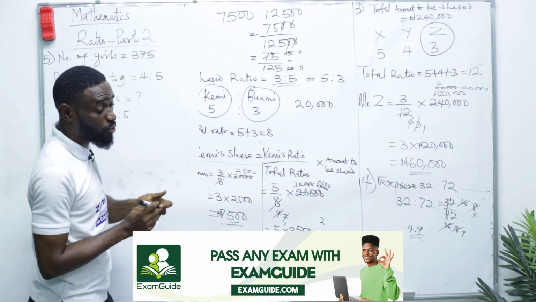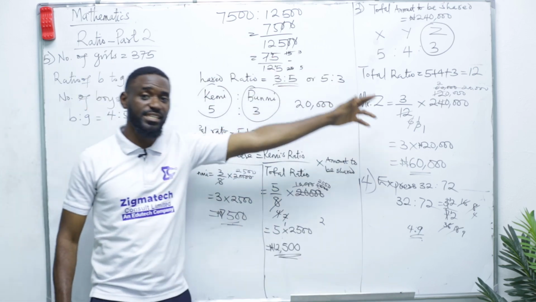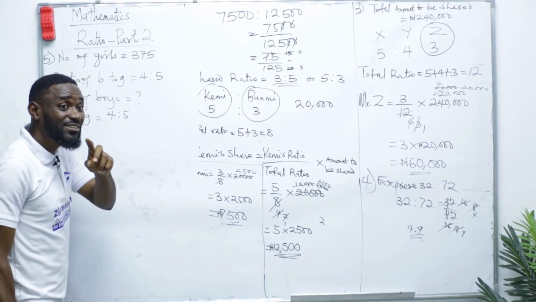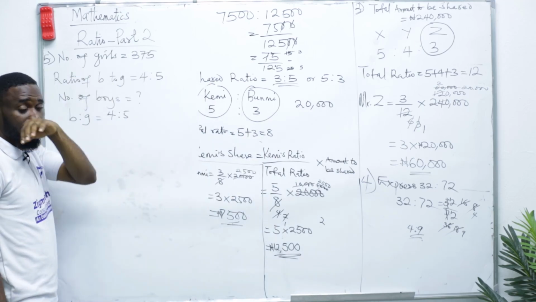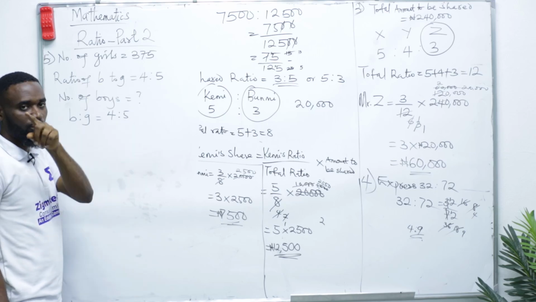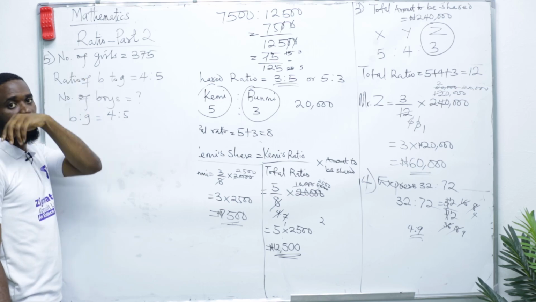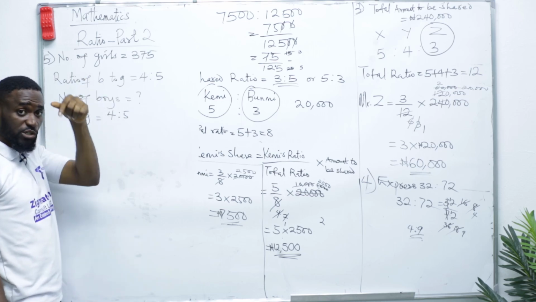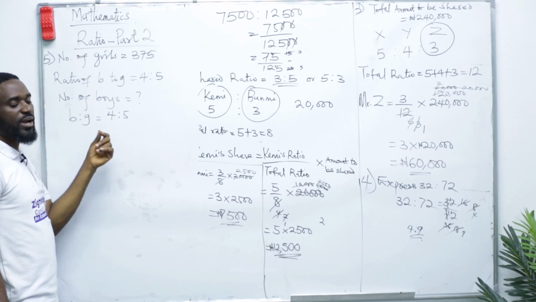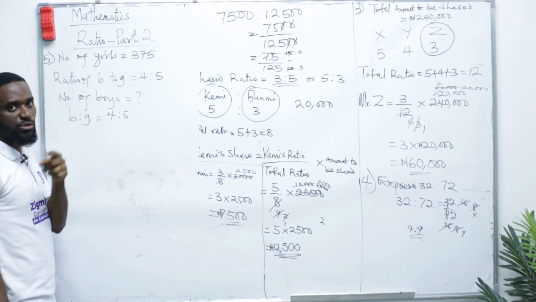So it means that in this school, even if we don't know the number of boys, the girls are more in number because their ratio is more. Do you understand what I just said? The bigger the ratio, the more there are. So we have more girls than boys. Do you understand the point?